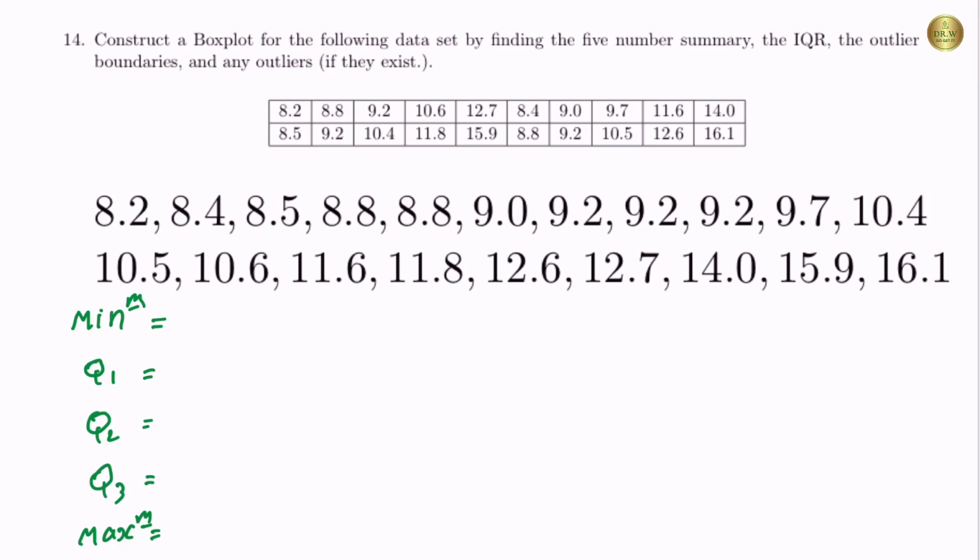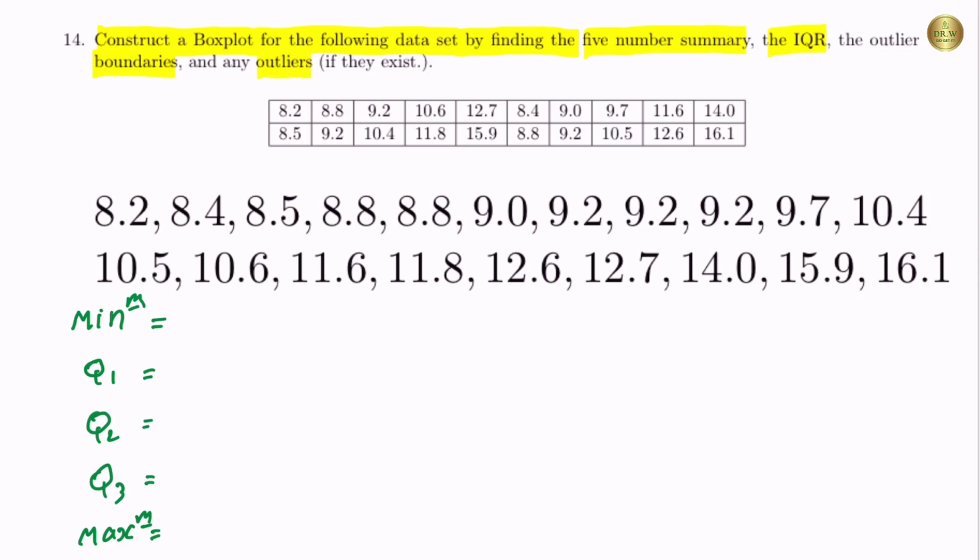This problem is from chapter 2. Construct a boxplot for the following dataset by finding the 5-number summary, the IQR, the outlier boundaries, and any outliers if they exist. First, let me find the 5-number summary. What is the 5-number summary? Minimum, Q1 first quartile, Q2 second quartile, Q3 third quartile, and maximum.